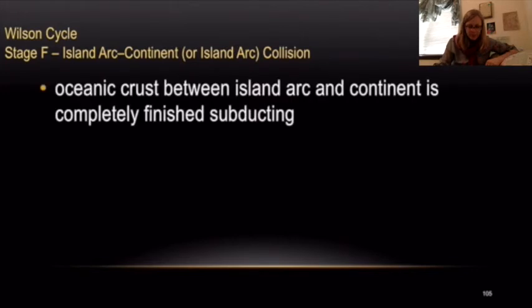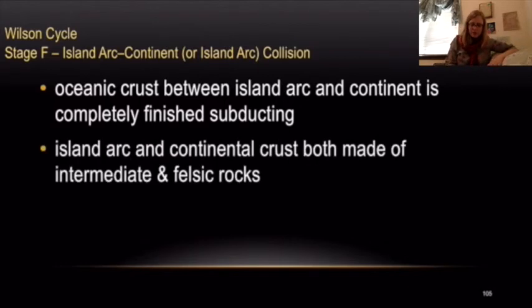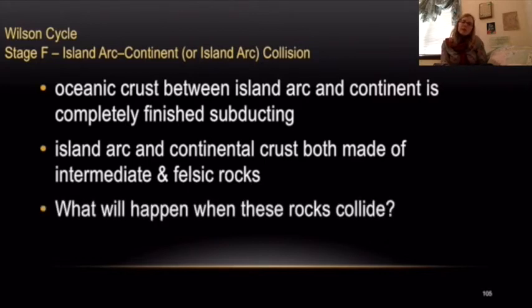All right. So ocean crust between the island arc and the continent. It's been subducting, it's been subducting, and there's an island here, there's continent over here, and eventually that island arc, all the ocean crust is gone, and the island just runs right into the continent. The island arc and continent crust are both made out of intermediate and felsic rock, chemically. What will happen when intermediate and felsic rock collides with intermediate and felsic rock? What will happen at this point?